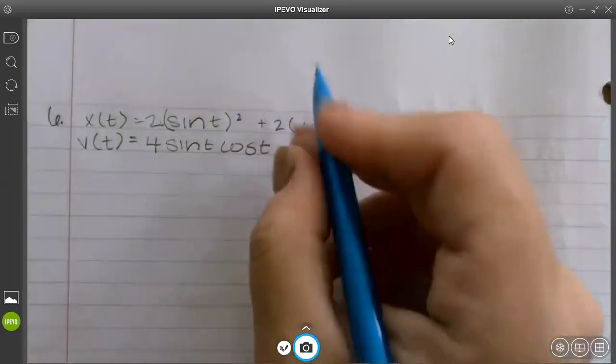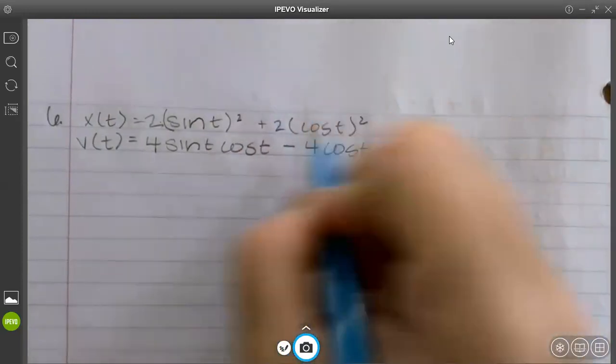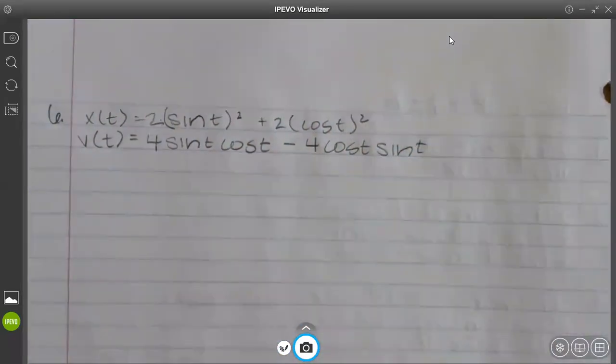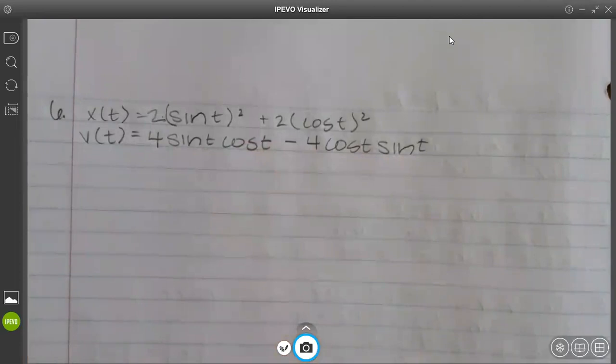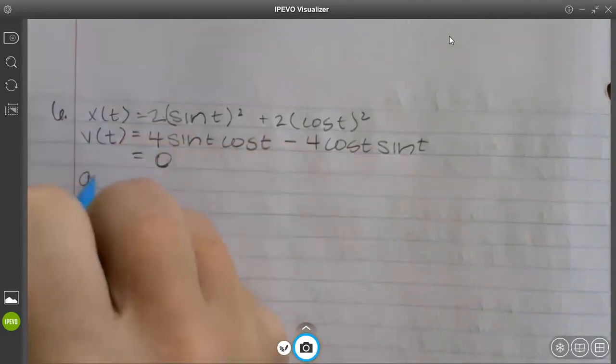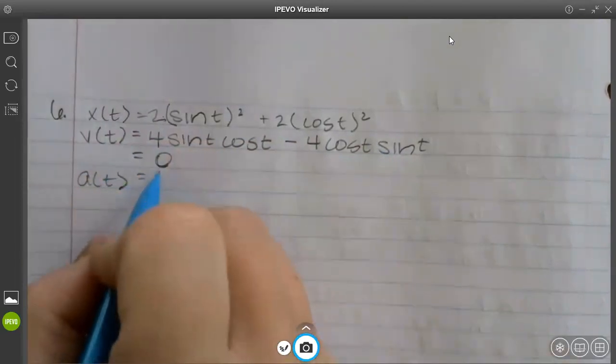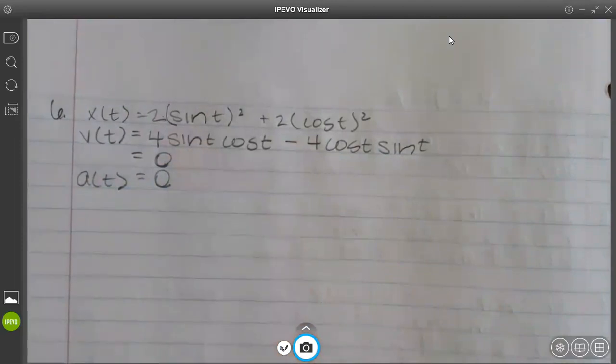Plus. So it's actually going to change it to a minus. What do you see? Look at them one more time. Why do they cancel? Even though these are flipped around, you guys know if it was like 4xy and 4yx, it's the same thing, okay? So this actually equals zero. So what is your acceleration function? What's the derivative of zero? Yeah, still zero. So what do you know about this particle? It's not moving. Good job.